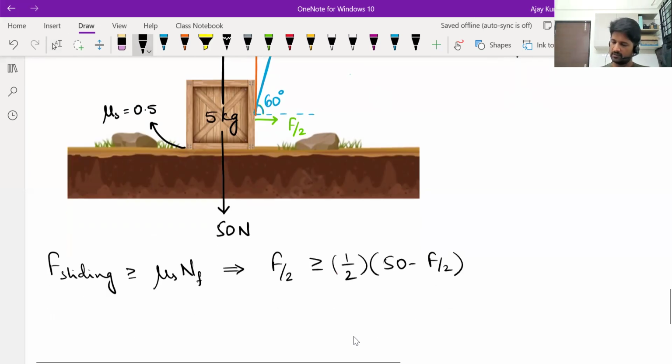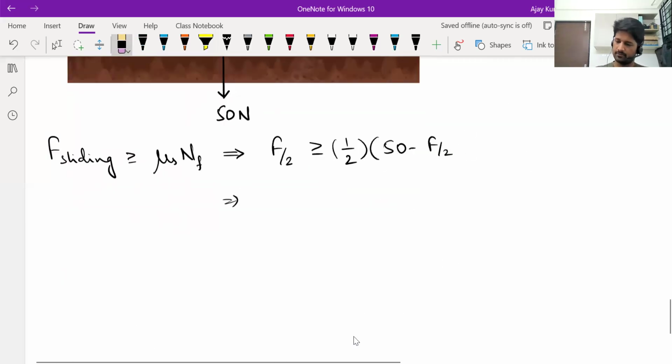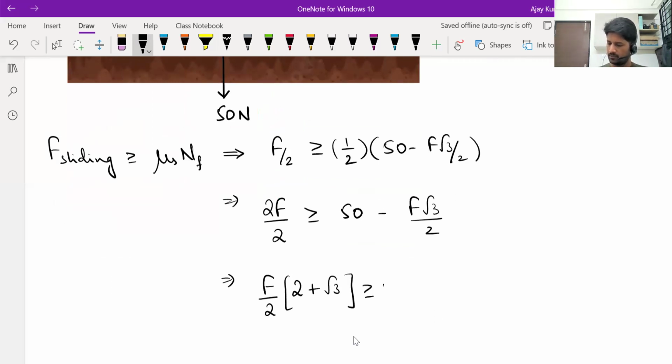Send the 2 that side. Wait. 50 minus F root 3 by 2. Send the 2 that side. It becomes 2F by 2 greater than or equal to 50 minus F root 3 by 2. Now send the F root 3 by 2 that side. If you take F by 2 common, 1, 2 is there, and now the root 3 comes to that side, greater than or equal to 50. Send to that side now, 100. So F must be greater than or equal to 100 by 2 plus root 3. Root 3 is 1.732. So 2 plus that will become 3.732.